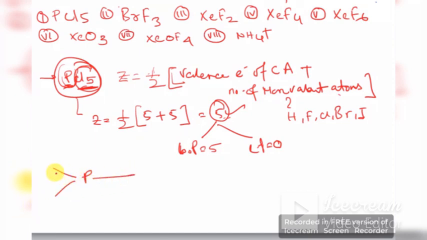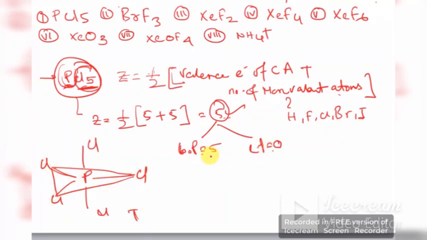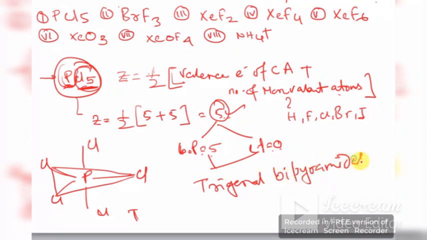Make a trigonal planar shape, and then one position at the top and one at the bottom, above the plane and below the plane. Then chlorine, chlorine and chlorine in the plane. This is called 5 bond pairs, 0 lone pairs, and it is called trigonal bipyramidal, TBP. I hope you understand how we can find this. This is how you can draw it.